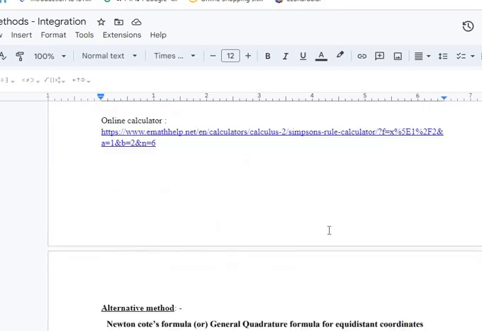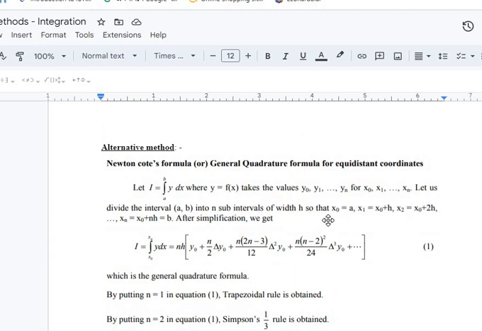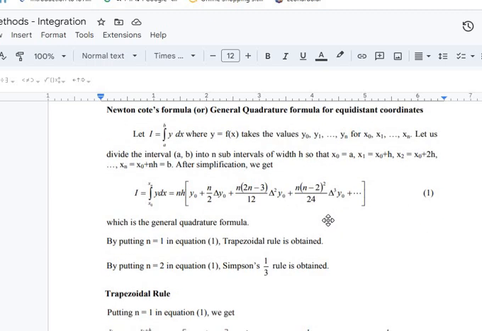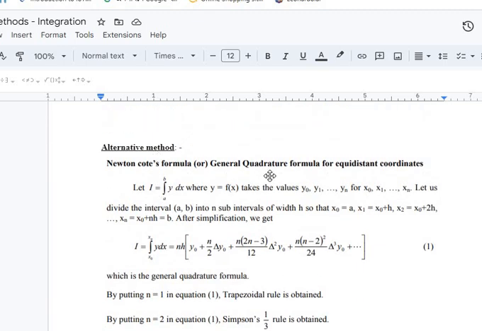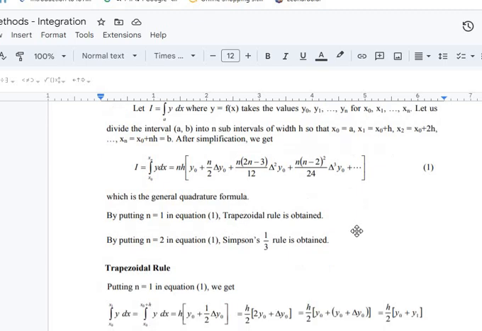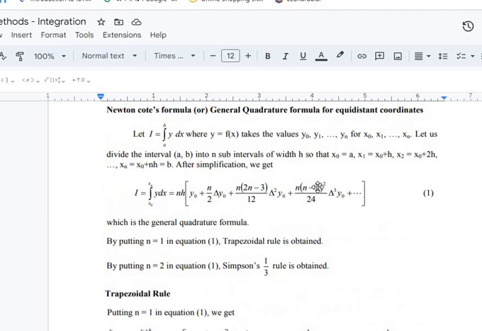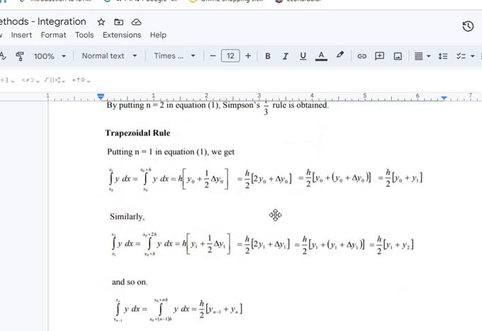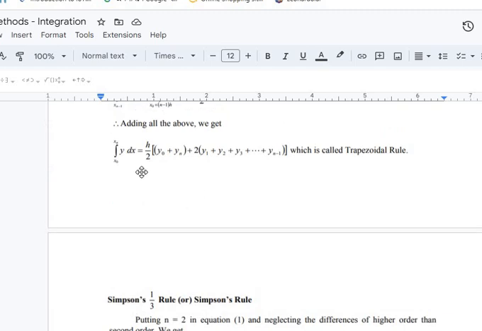Now you can have an alternate method of calculating the integration. This is known as the Newton-Cotes formula, generalized quadrature formula, or equidistant formula. If you have a generalized function series, when we integrate this, it will look something like this. Now if you put n equal to 1, you will get the trapezoidal form. At the end, one gets an expression where the first plus last, and twice into all the terms. This is the trapezoid.